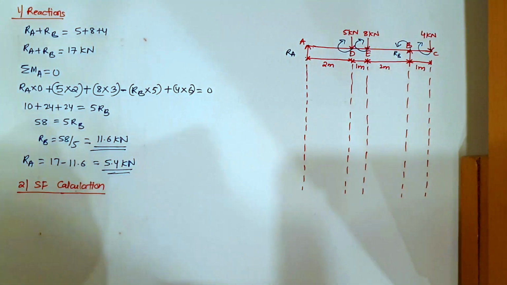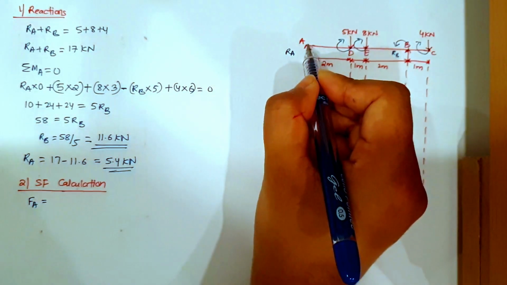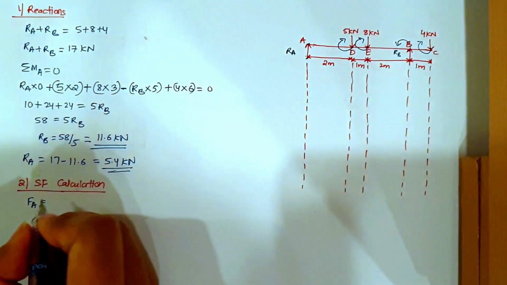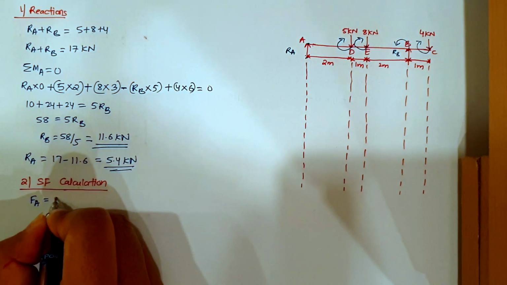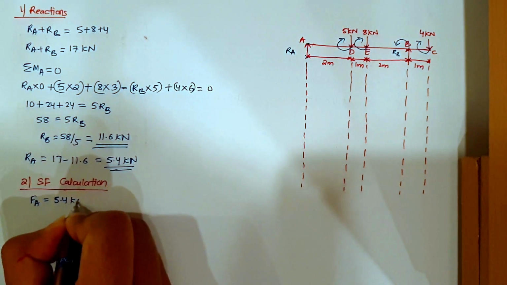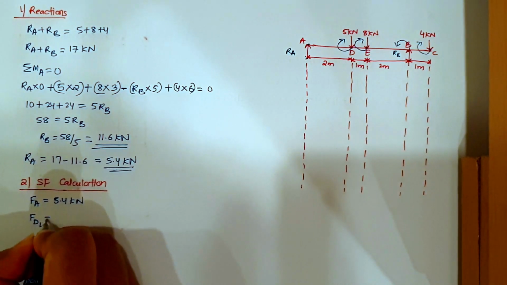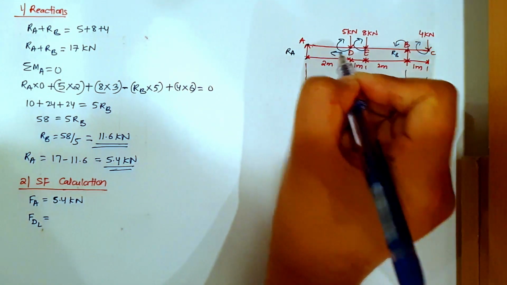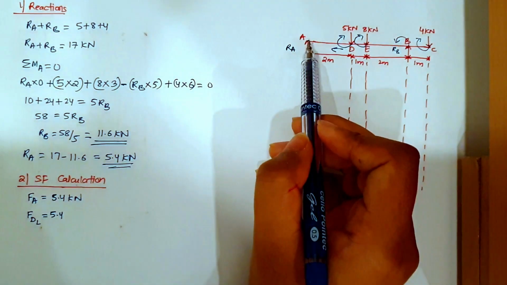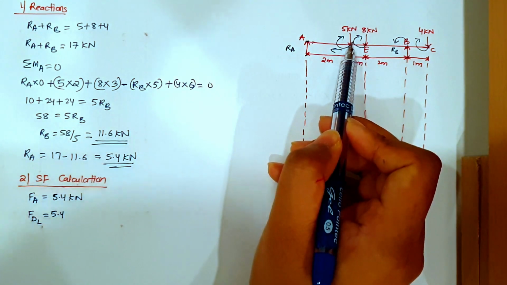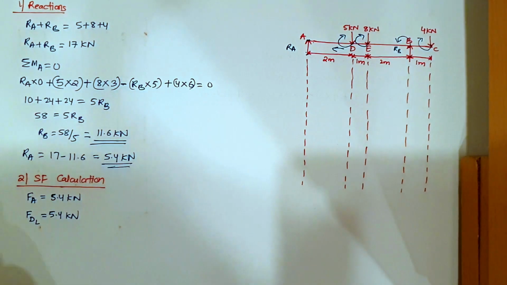Right? So force at A, at this point I have only reaction RA, so force at A will be RA, which is equal to 5.4 kilonewton. Now force at D, to the left hand side of D. The last force we got was 5.4, so 5.4. Is there any force in between A and D? There is no force in between A and D, so it will be 5.4 kilonewton only.